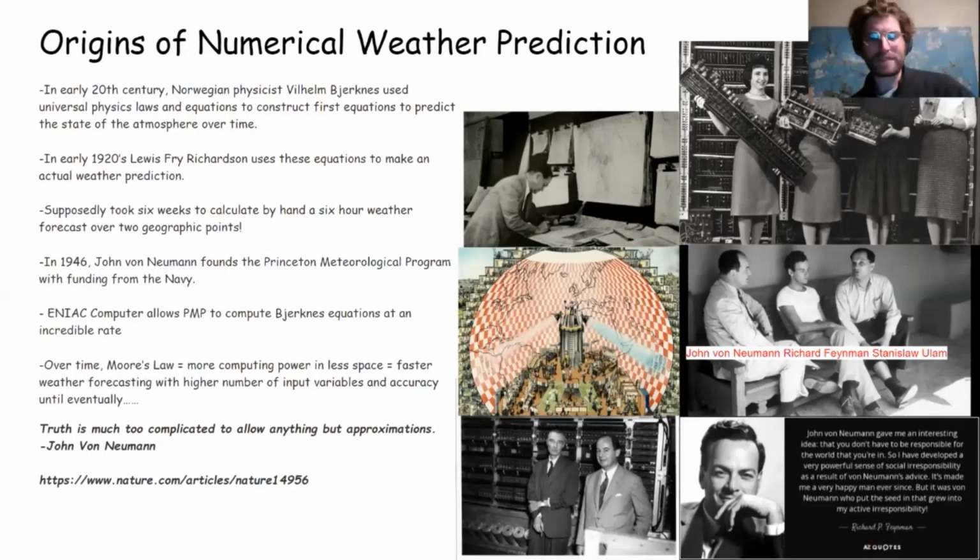So a couple things to address here. I included a couple of pictures, including a picture of von Neumann sitting with the funny physicist Richard Feynman. If you haven't read his book, you should. And Stanislaw Ulam, who invented the Monte Carlo method in mathematics. A couple of smart guys sitting on that bench, and there's this one quote by Feynman: "Von Neumann gave me an interesting idea that you don't have to be responsible for the world that you're in. So I've developed a very powerful sense of social irresponsibility."